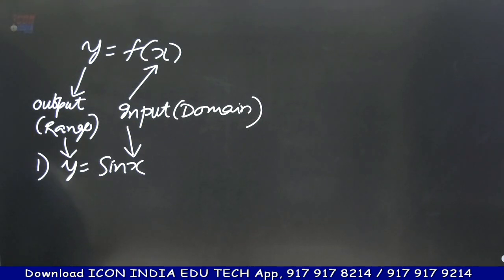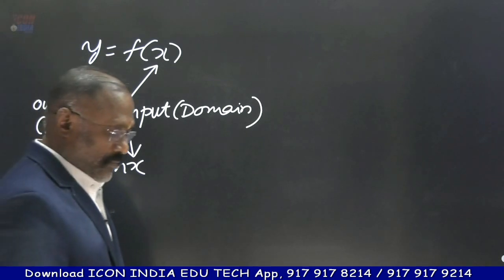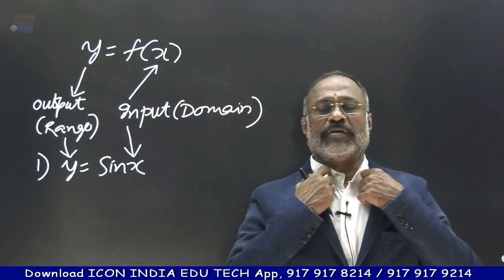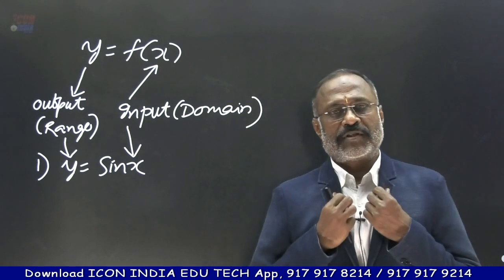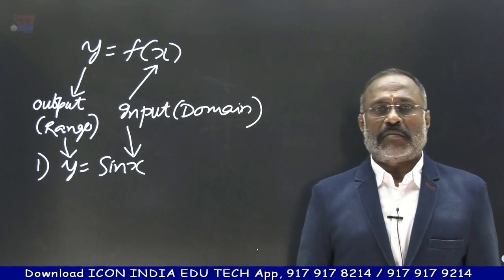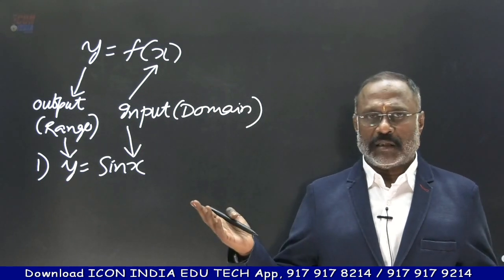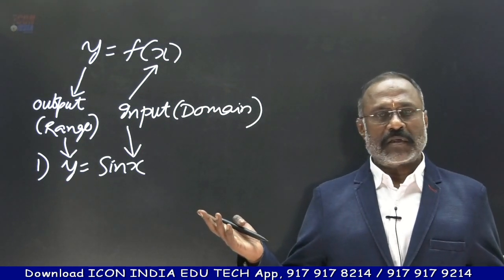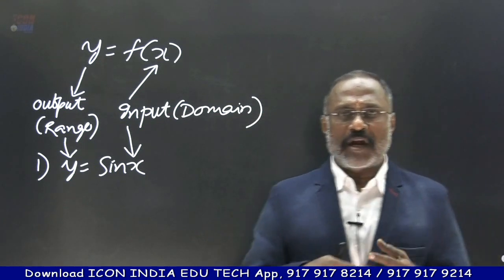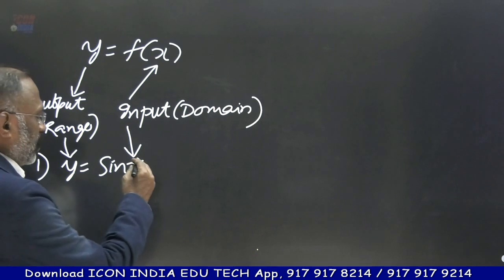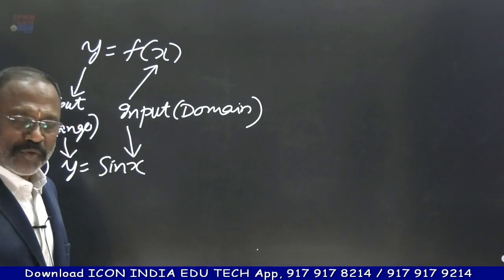In input, there is no restriction for sine x. How do we understand that? Sine x is nothing but opposite side by hypotenuse. Now, the denominator is the hypotenuse. For a right angle triangle, that hypotenuse will never become 0. That means there is no undefined case in the case of sine x. That means you can give whatever value you like.